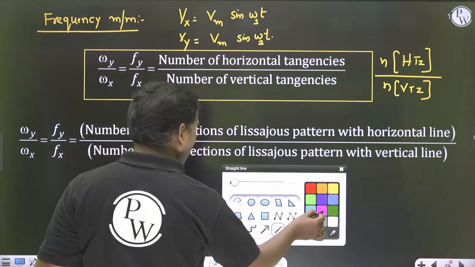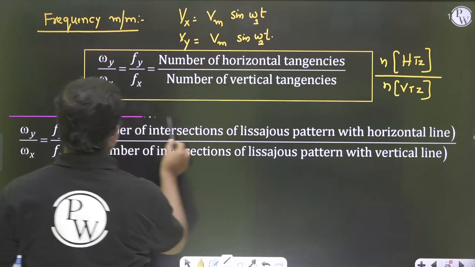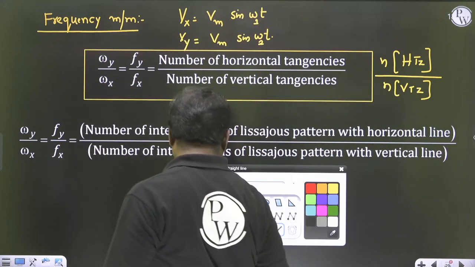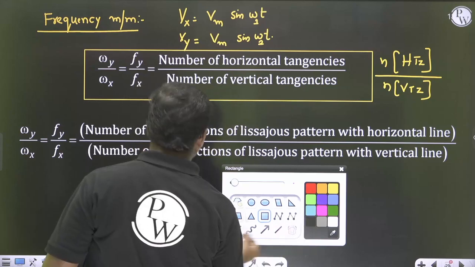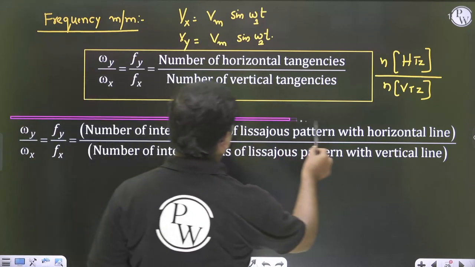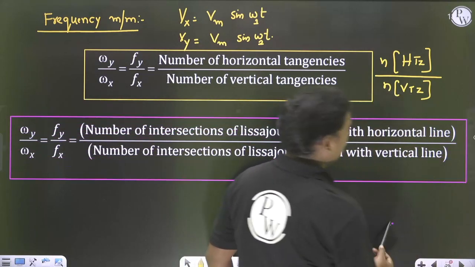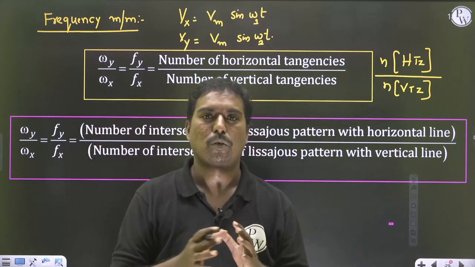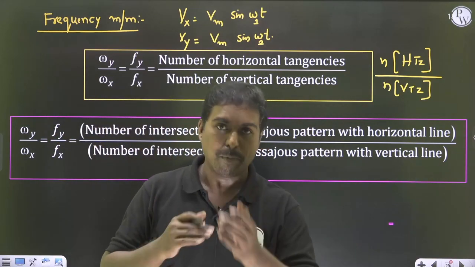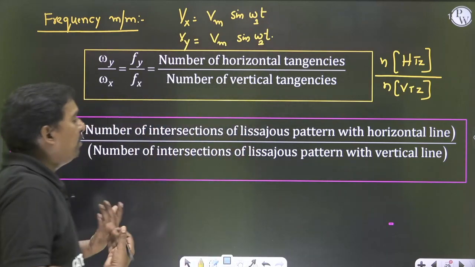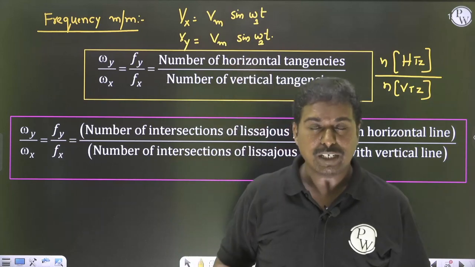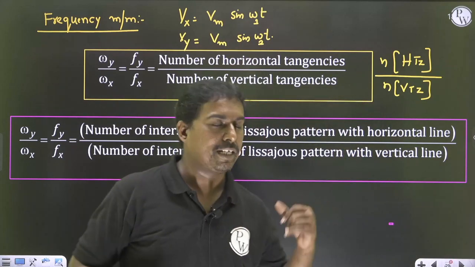Next, you see another formula. Sometimes the diagram may not be complete, the diagram may not be perfect, there may be some improper shape also. It may not be a closed pattern. It may be some half of the pattern also. In that situation, tangents may be confusing. So at that moment, we can take the intersection concept. That also I will explain.